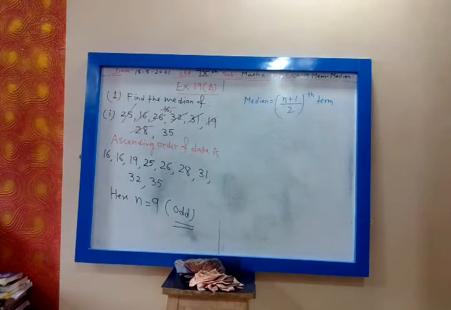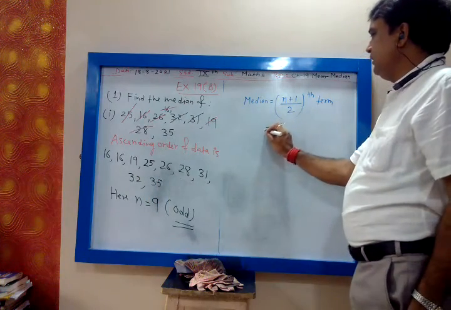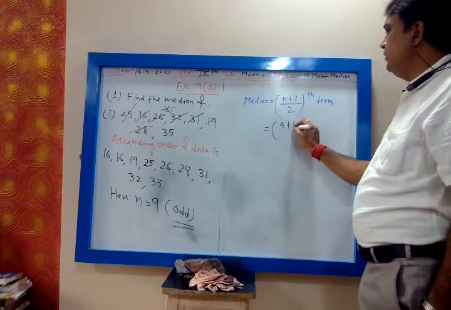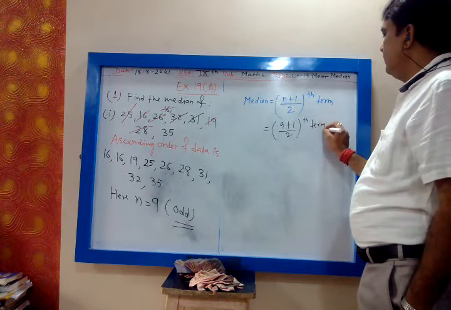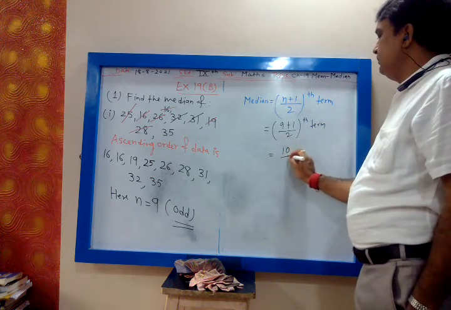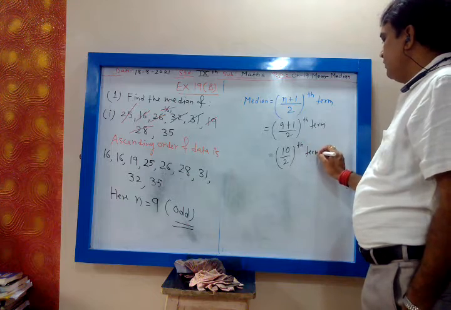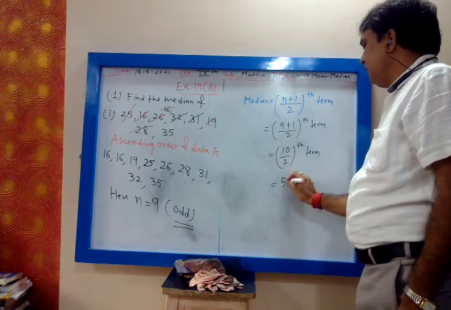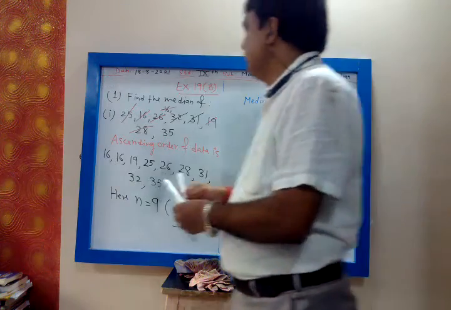So 9 plus 1 upon 2nd term. That is 10 upon 2nd term. So 10 upon 2 is 5. So that is the fifth term of the observation.